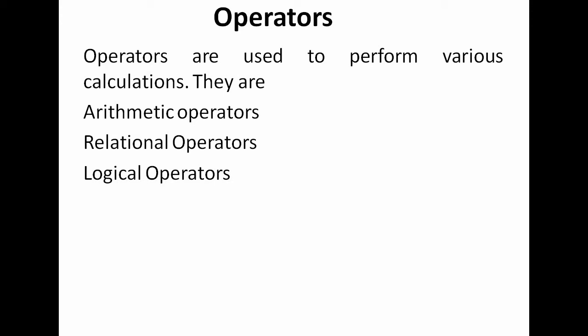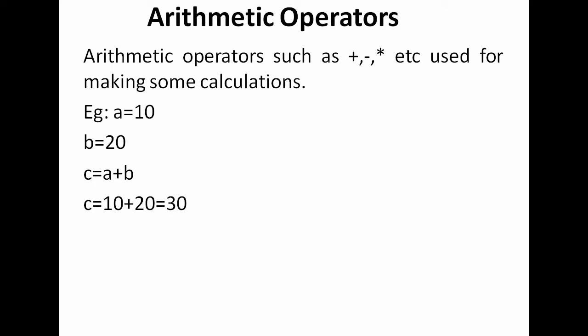Next we have operators. Operators are one such element that are very importantly used in our QBasic program. Operators are basically used to perform various calculations. If you want to do calculations like addition, subtraction, multiplication, whatever it may be, these can be carried out using operators. Operators are basically of three types. One is your arithmetic operator, second is your relational operator, the third is your logical operator. These are the three operators used to perform different kinds of calculations. So let us see each one of them. The first one is your arithmetic operators.